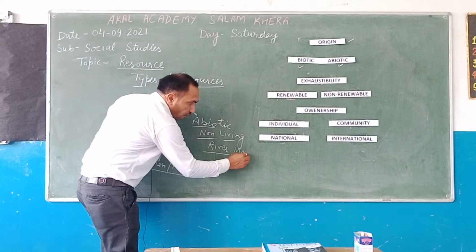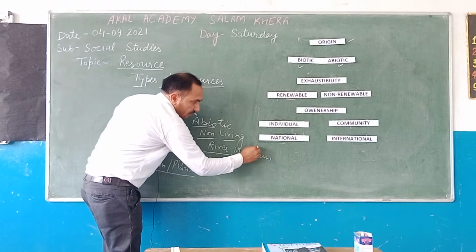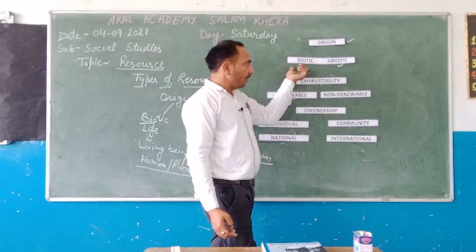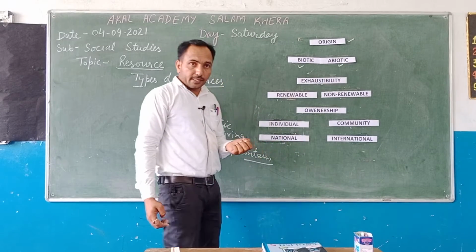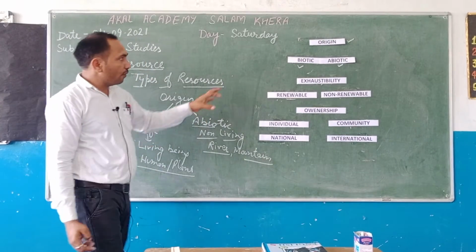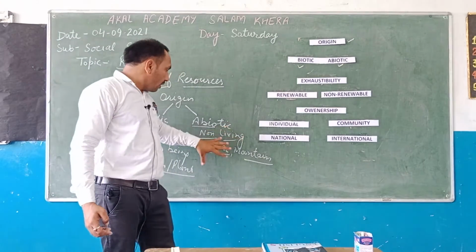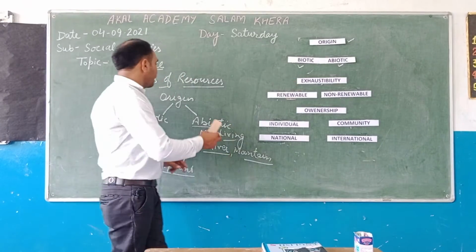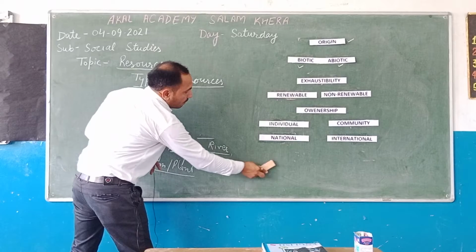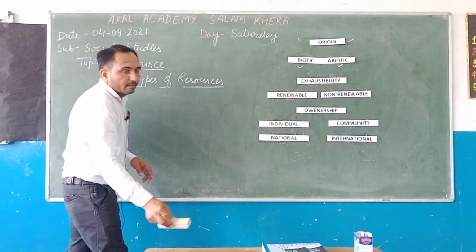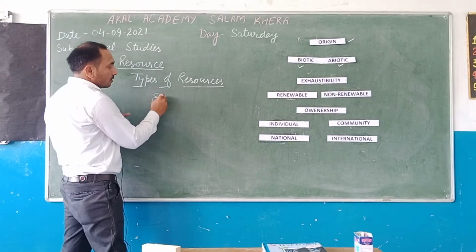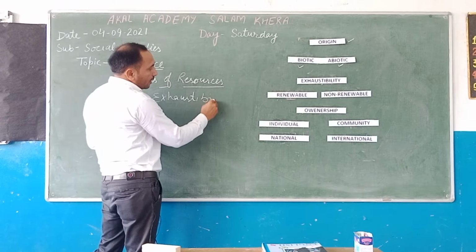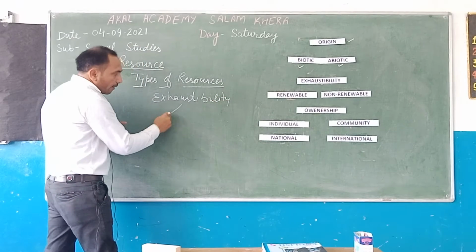We can also take the example of mountains. These are abiotic resources. So biotic means living beings, abiotic means non-living things. Human beings are part of the living, and non-living things are part of the abiotic. Second is exhaustibility. Exhaust means to finish something, to be over. On the basis of exhaustibility, we can divide the resource again into two types.